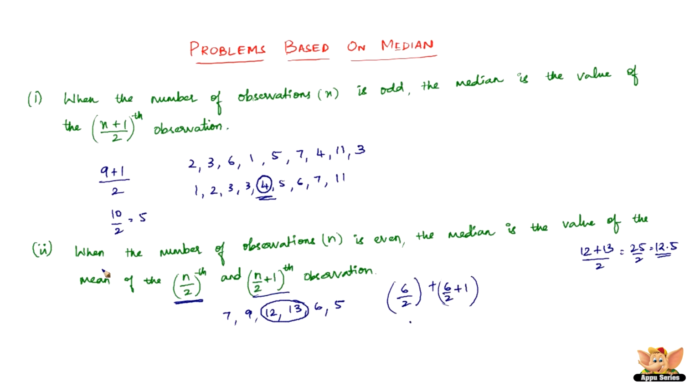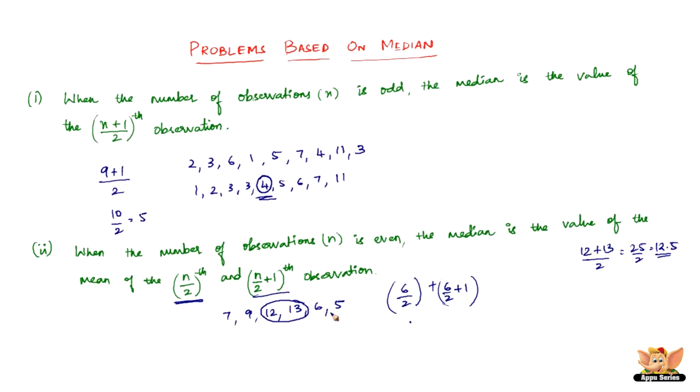The second point or the note as far as the median is concerned is here. When the number of observations n is even, the median is the value of the mean of the n by 2nd and (n by 2 plus 1)th observation. As far as just these 6 data are concerned, it's pretty simple.